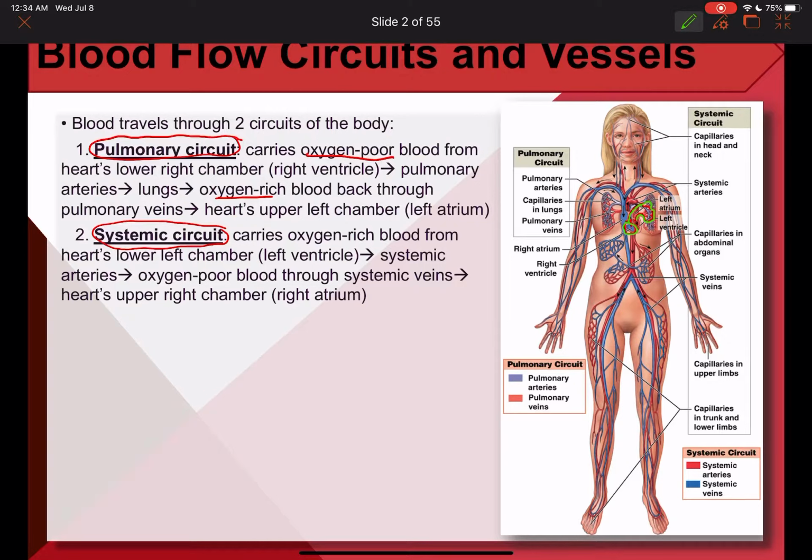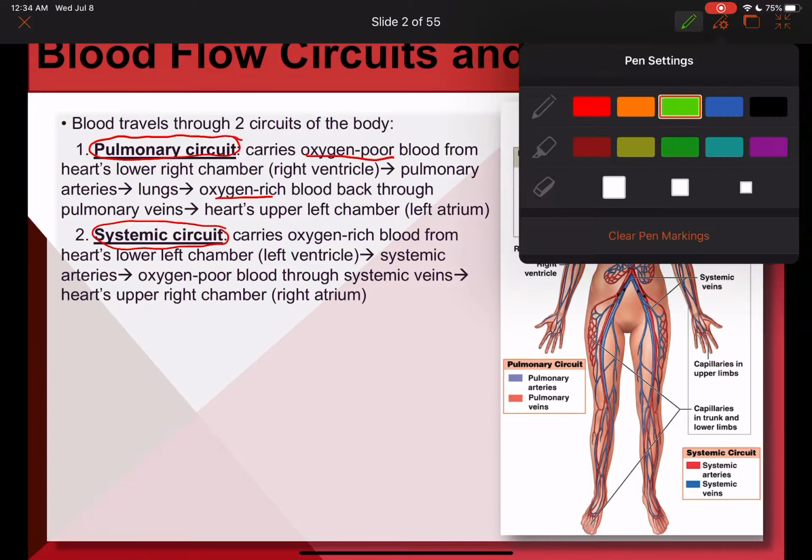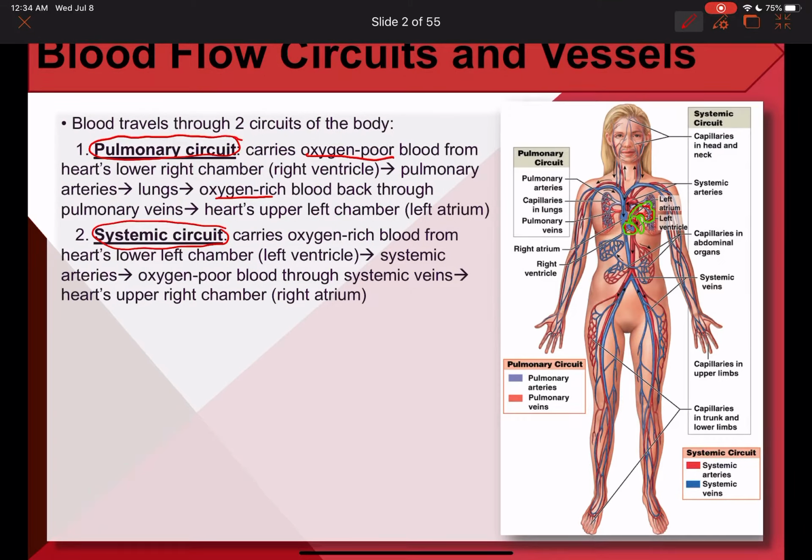Okay, so you get into the pulmonary veins, which then enter back into the left portion of the heart through the left atrium. So the pulmonary circuit begins at the right ventricle and ends at the left atrium, which is why this is going from the heart to the lungs.